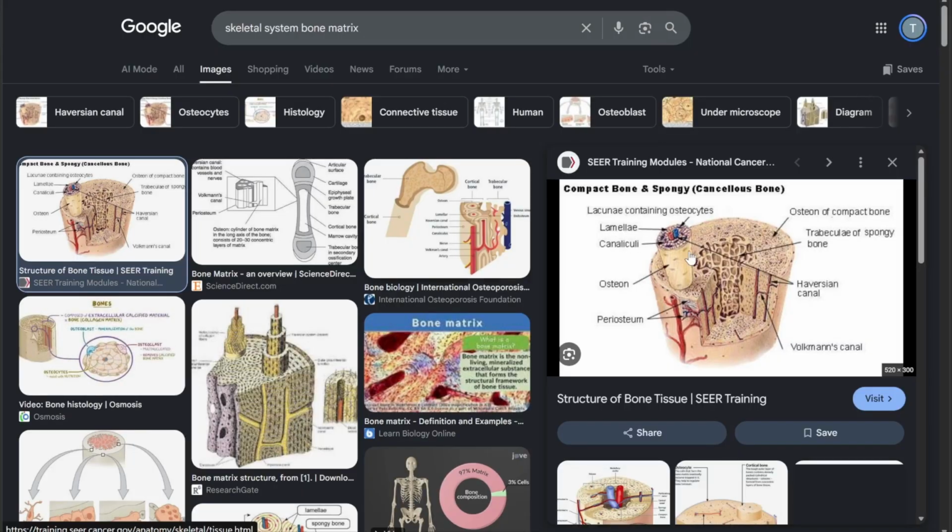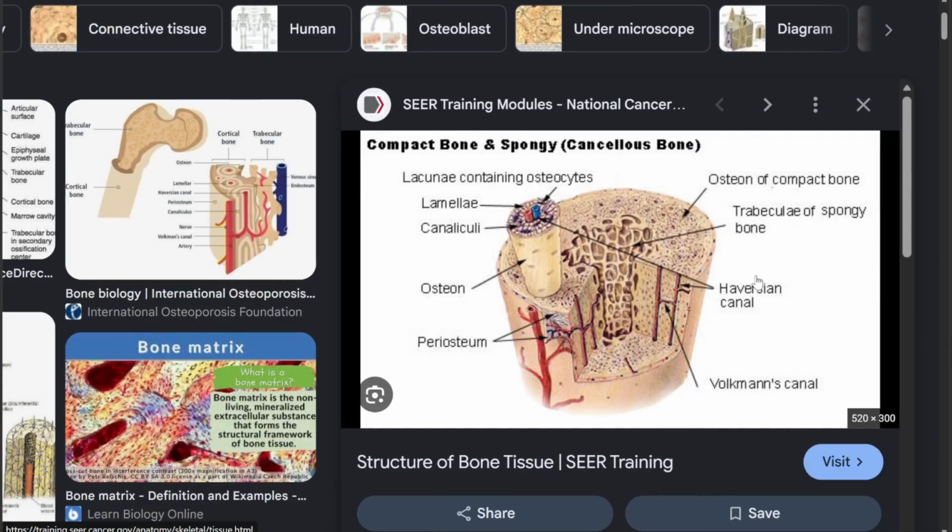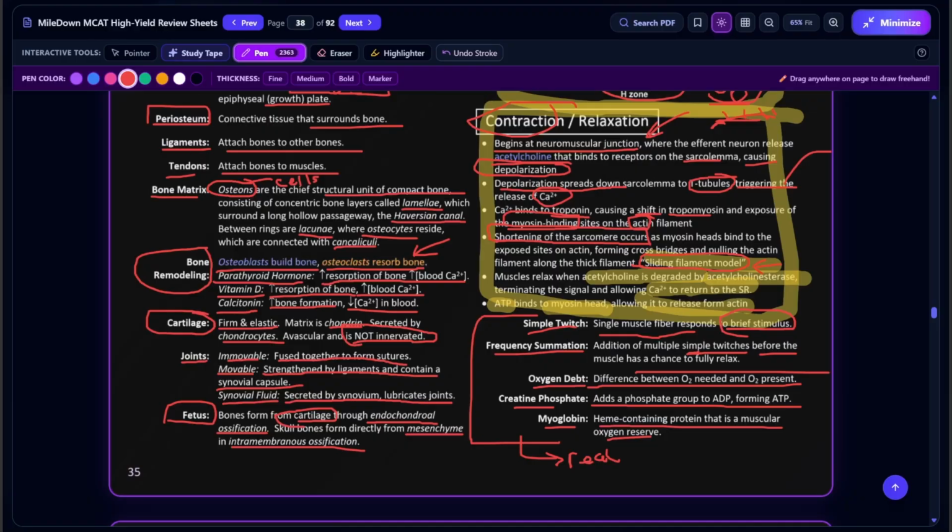Okay, I just wanted to take some time to show the compact and spongy bone and the osteon and the Haversian capsule. And also Volkmann canal is there as well. What else did I want to show?